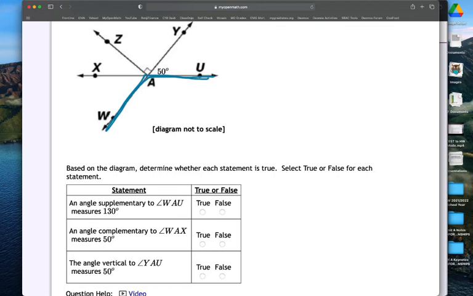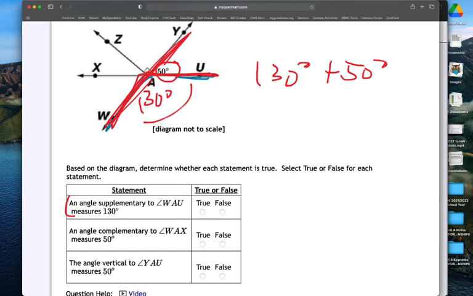Well, first of all, since these two angles are on this straight line right here, that means they are supplementary to each other. And so that means this angle has to be 130. It's not saying that angle WAU is 130, this statement. It's saying that an angle supplementary to that is 130. That's not true, because an angle supplementary to WAU is actually 50 degrees, because 130, which is what this angle is, plus 50 degrees is 180 degrees. So this is false.